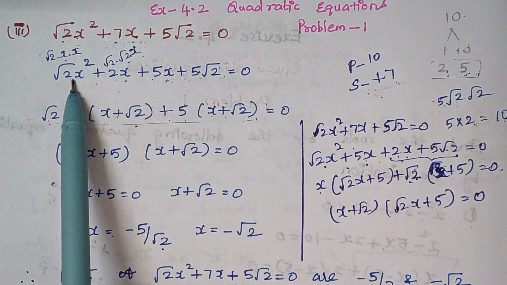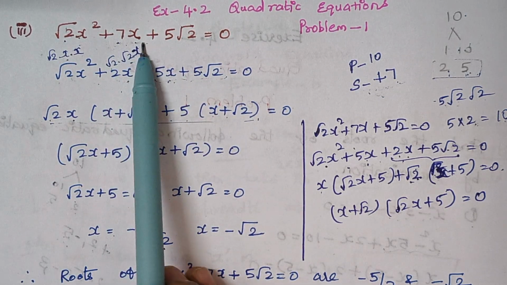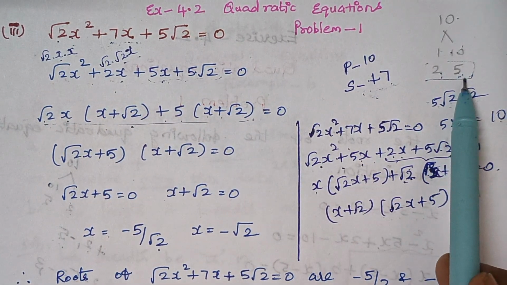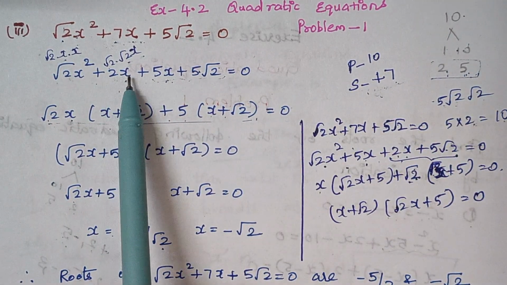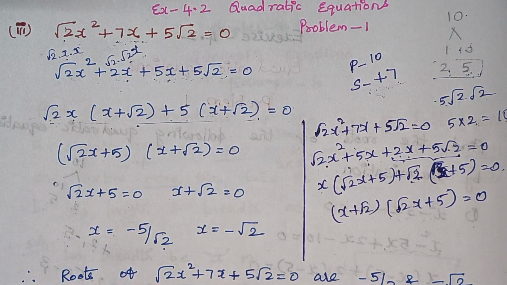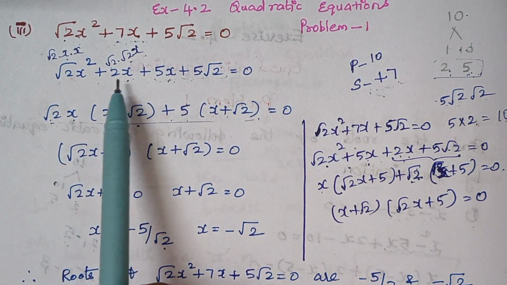So we are writing the first term and the last term as such, and we are just splitting the middle term. We have selected 2 and 5 as the numbers, so we are writing it as 2x plus 5x. The first and last terms remain the same. Now when you look at these two terms, we are going to take the common term outside.